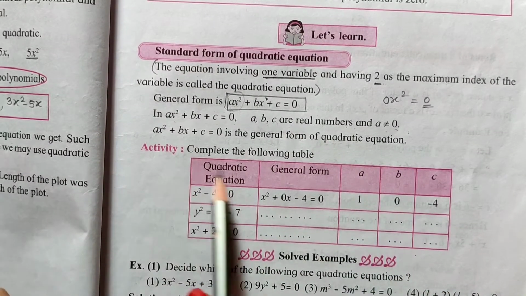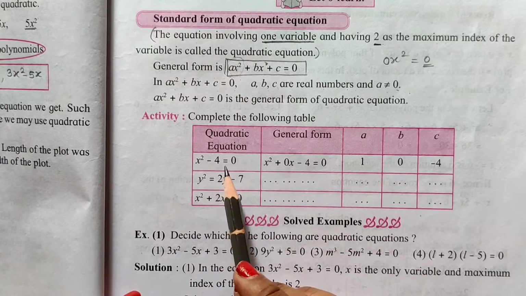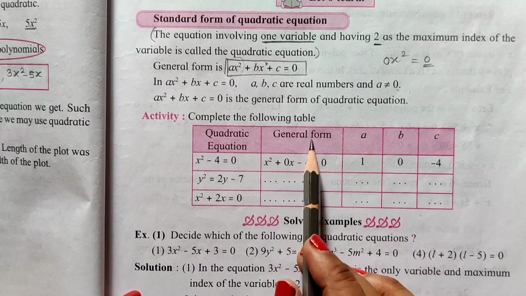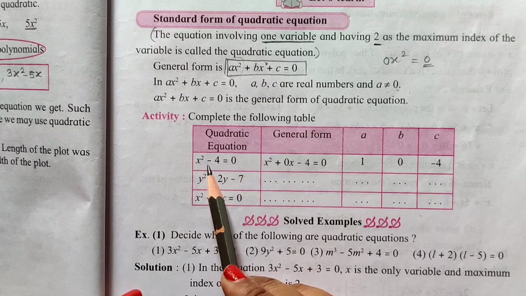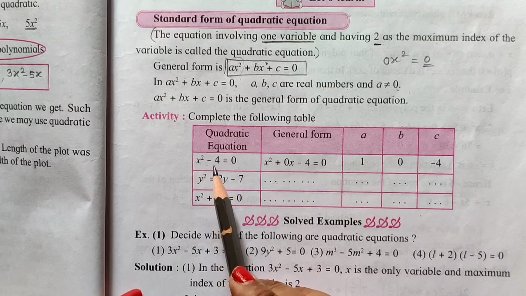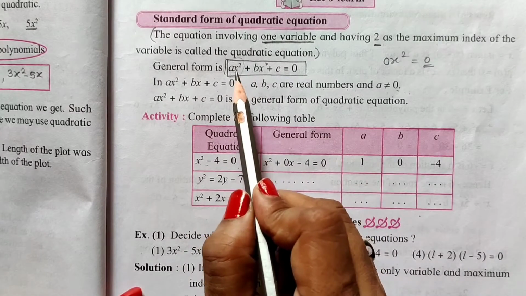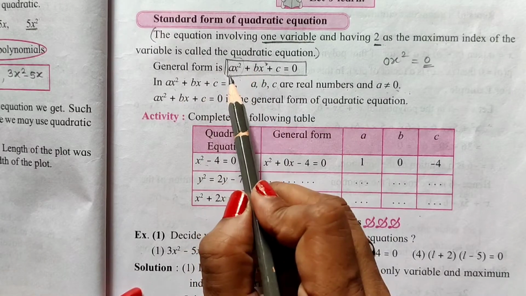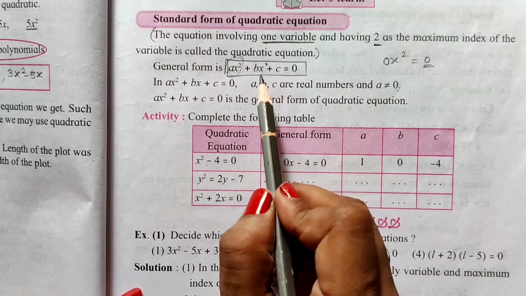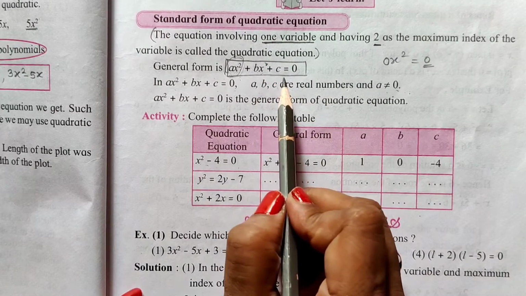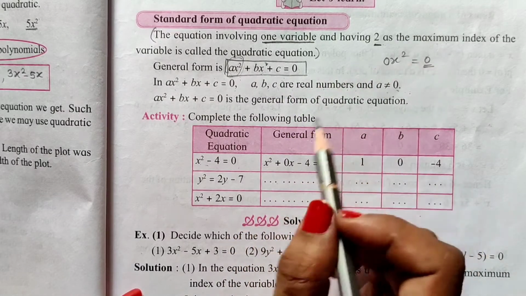Now let us see this activity. We will have to complete the following table. X square minus 4 is equal to 0. If we want to write in the general form, first term is given, middle term is missing. Middle term is only variable term, and last term is always a constant term, as we have seen here in the general form of quadratic equation. First term is square term, second term is having index 1, variable is there. In third term variable is not there, it is only a constant term, and is equal to 0 should be there.